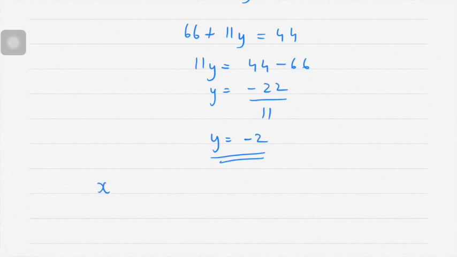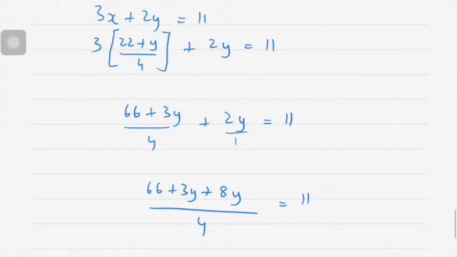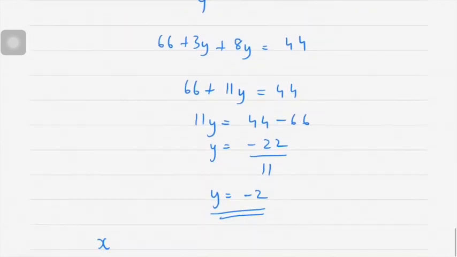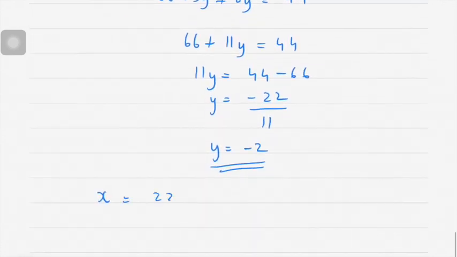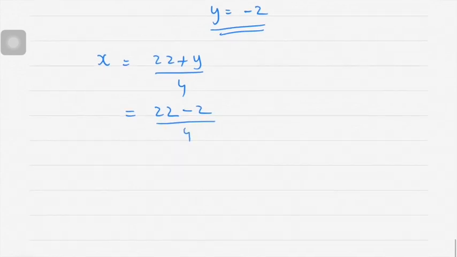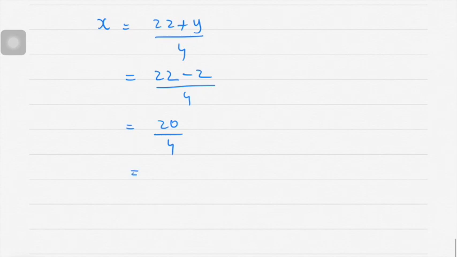Now you know the value of y. Let's find the value of x. So you already know x in terms of y, right? So x is equal to (22 plus y) divided by 4. So (22 minus 2) divided by 4. 22 minus 2 is 20 by 4, which is equal to 5.